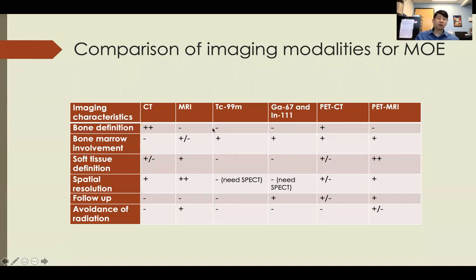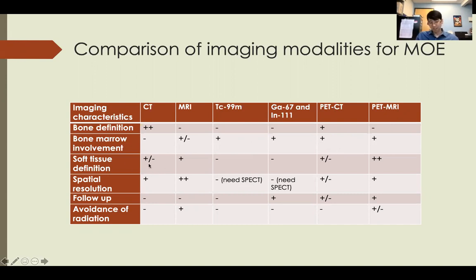So this is a general overview of comparison of these imaging modalities. CT scan is great for bone definition, whereas all the others are not. For your nuclear imaging or functional imaging, the highlight is that they're great at detecting bone marrow involvement. MRI is okay at looking at bone marrow, but it's just not nearly as sensitive as your technetium, which is evaluating the osteoblast activity, versus gallium and indium, which look at white blood cell activity, and your PET scan, which is your FDG uptake.